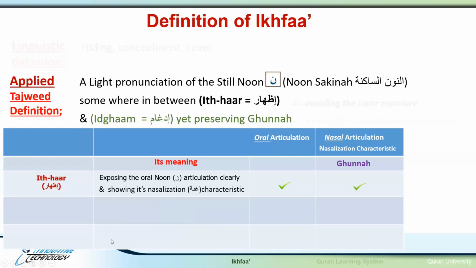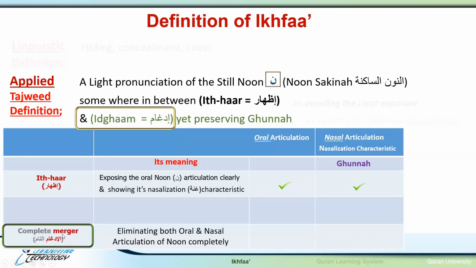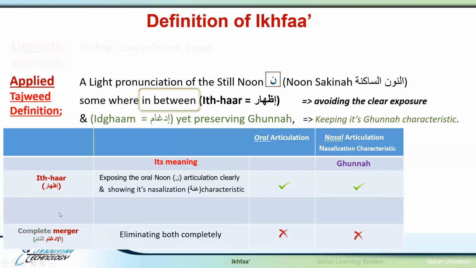On the other hand, when we talk about Idghaam, as we have seen in the Idghaam lesson, in the total complete Idghaam we eliminate both the oral and the nasal. Both of them are eliminated completely. So there is no oral articulation, no ghunna. And then we have the Ikhfaa. We said Ikhfaa is in between. It's in between Idhhaar and Idghaam. So Ikhfaa would be somewhere in between the two definitions here.